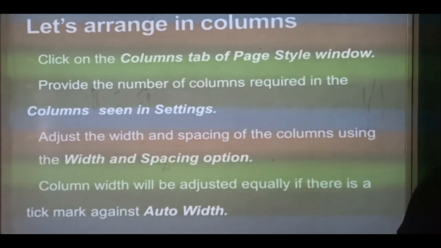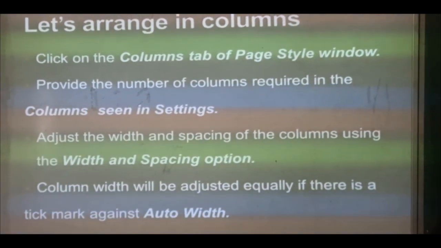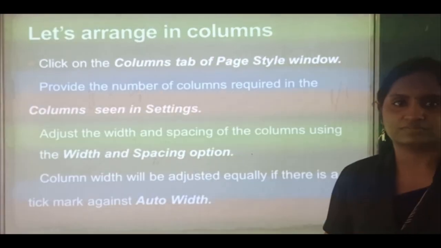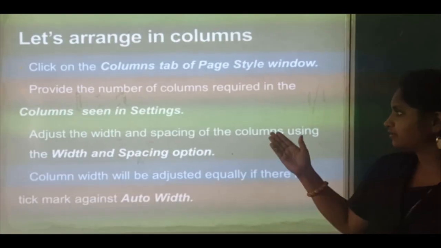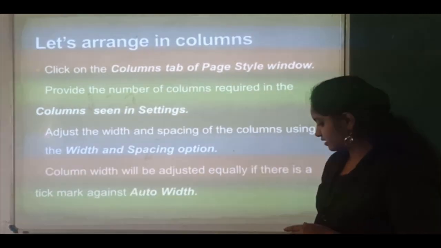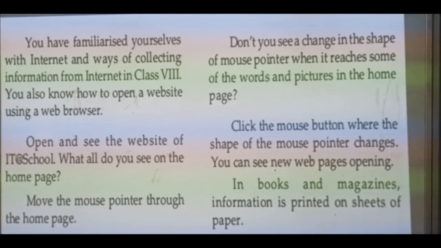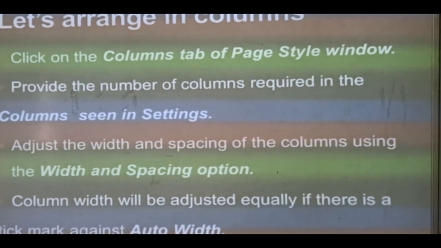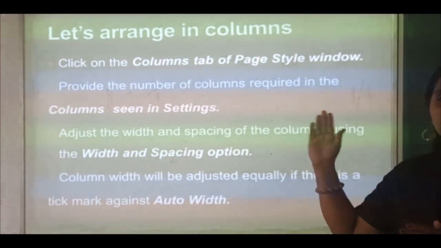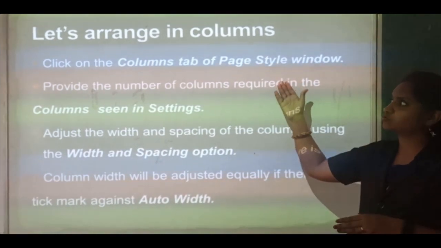Again we have that page style options. In that you have an option, the column tab. In this you will get an option to type the number of columns which you have to apply in a page, and you can include the width space, the gap between the columns, or you can give the amount of space in that particular option. Or else you can use the auto width. It will automatically arrange the content in different columns. Clear? So go to the columns tab.